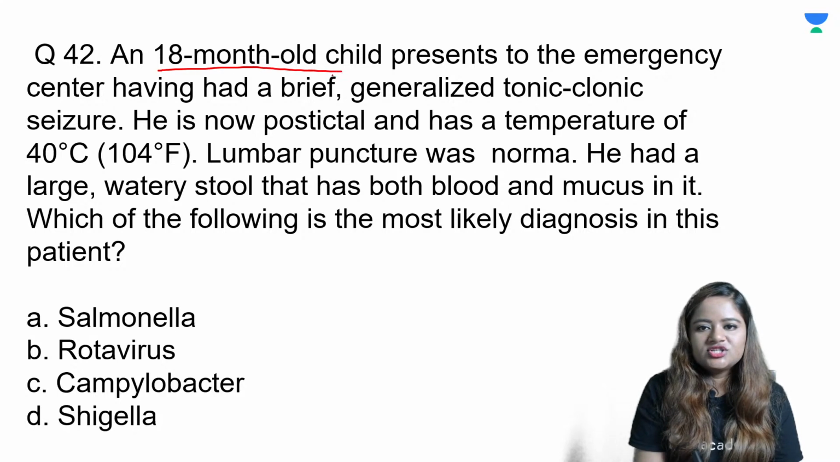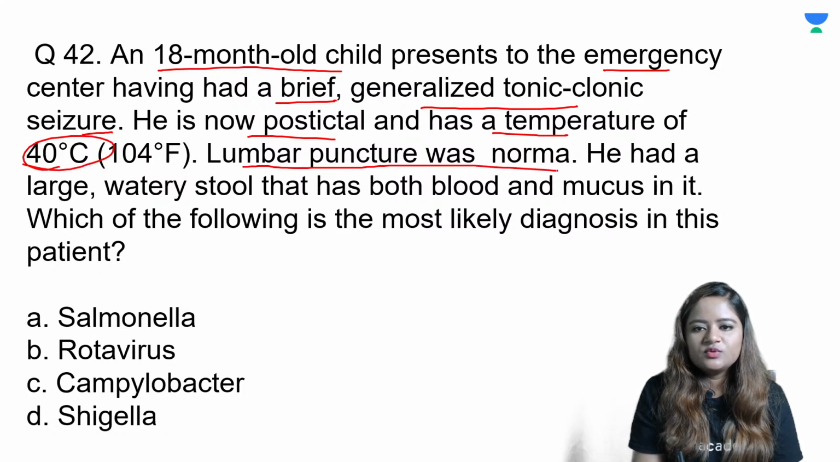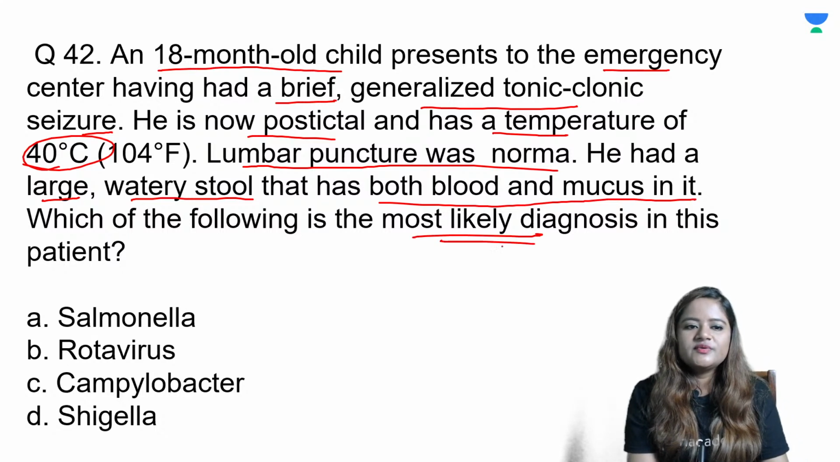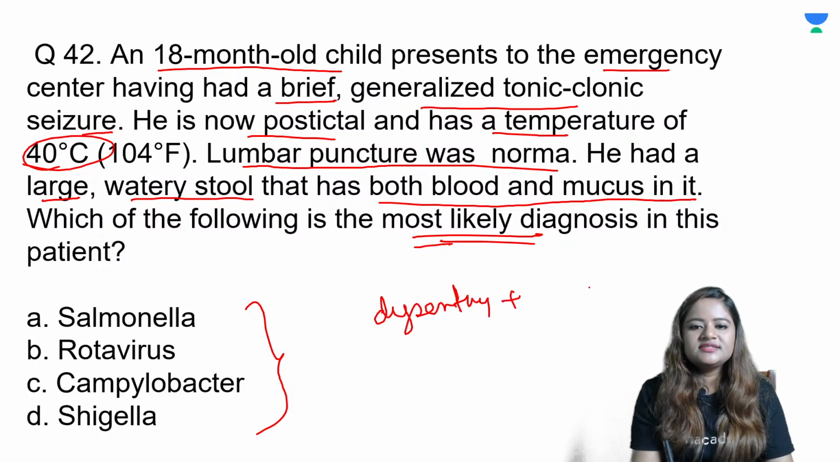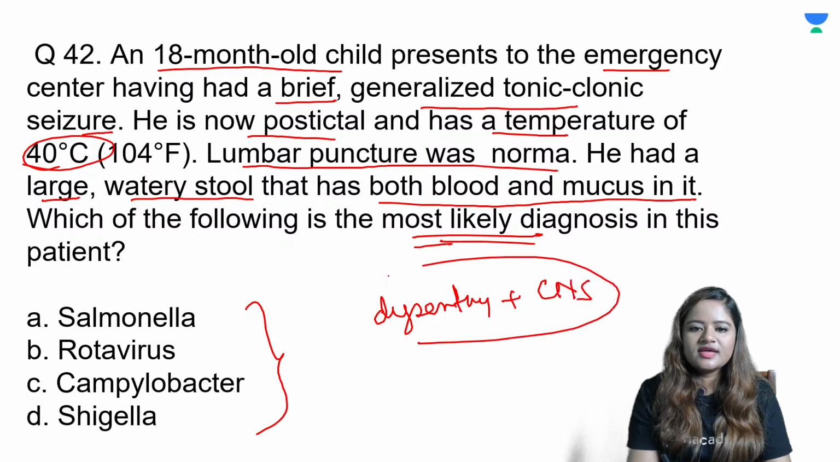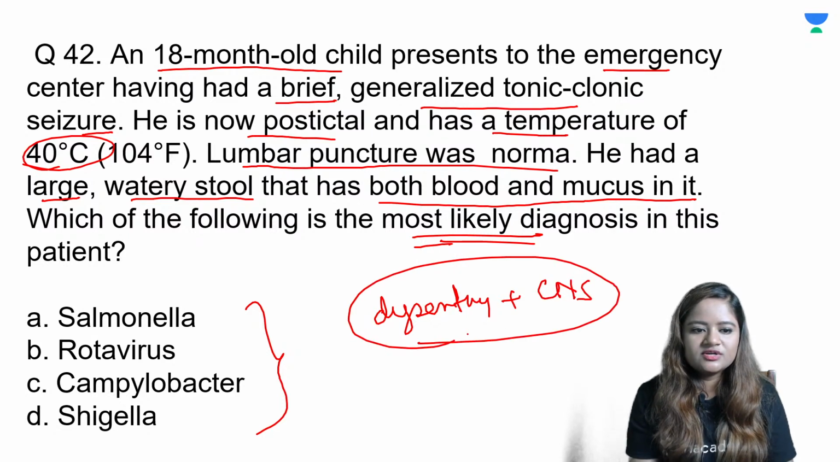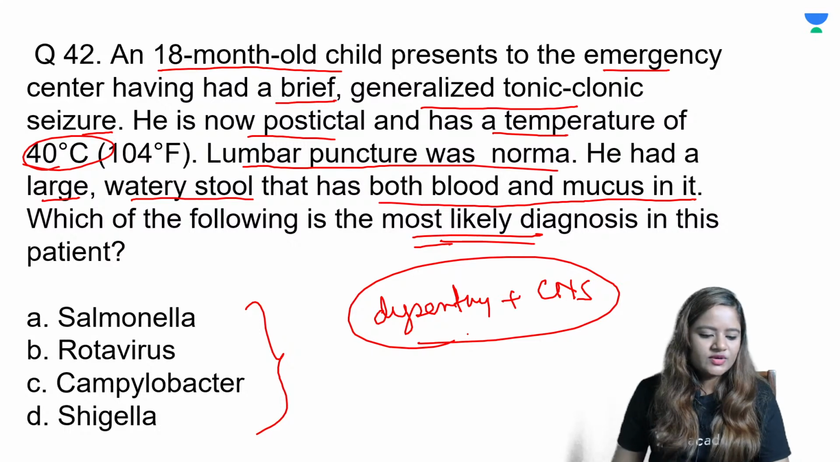An 18-month-old child presents to the emergency department with a brief generalized tonic-clonic seizure. He is now post-ictal and has a temperature of 40 degrees Celsius, so a very high grade fever. Lumbar puncture done was normal. He also had large watery stool which had both blood and mucus in it. Which of the following is the most likely diagnosis? So which organism leads to dysentery plus CNS involvement? Only one organism causes this classical presentation. What is the answer to question number 42?